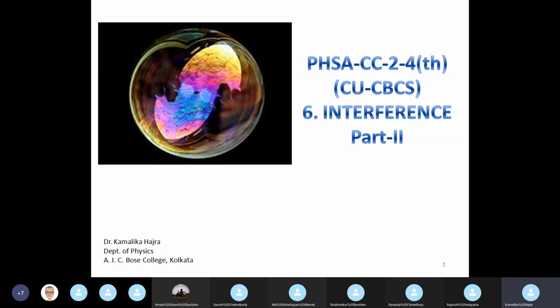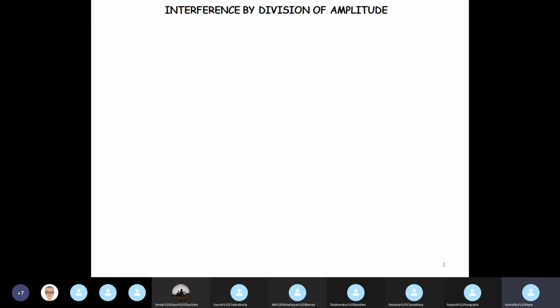Just keep in mind that the conditions of obtaining interference fringes, if you remember, I had given you 6 conditions that are mandatory to observe interference fringes on the screen. They are still valid. Whatever be the method of interference, to observe the fringes on the screen, those 6 conditions need to be satisfied. Okay, so let's start interference by division of amplitude.